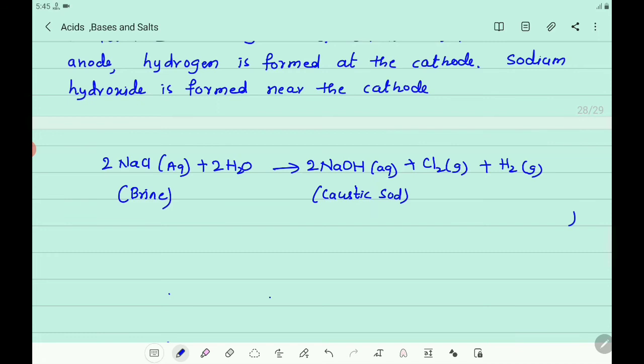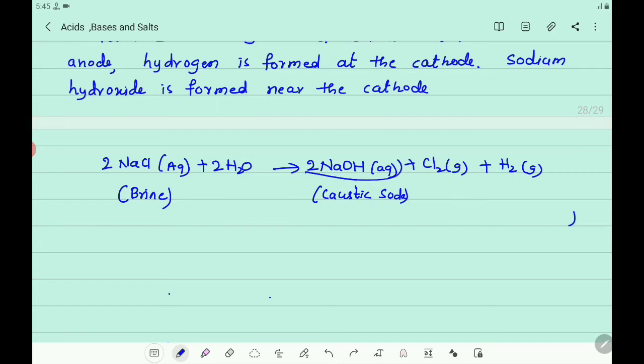And chlorine gas, this is the chlorine gas, this is the hydrogen gas. Sodium hydroxide is the alkali and chlorine is liberated, and also hydrogen gas is liberated. So these are the three products in chloro-alkali process of preparation of sodium hydroxide.